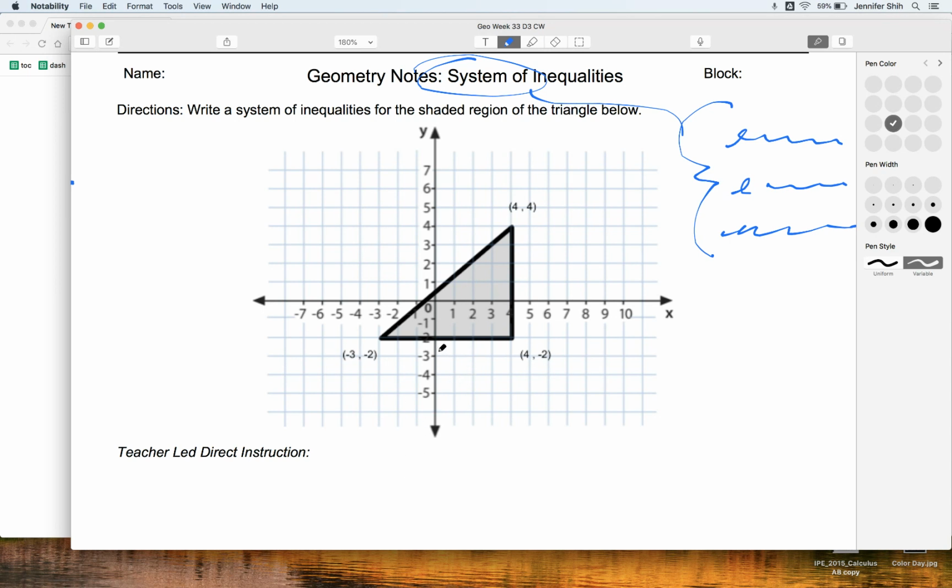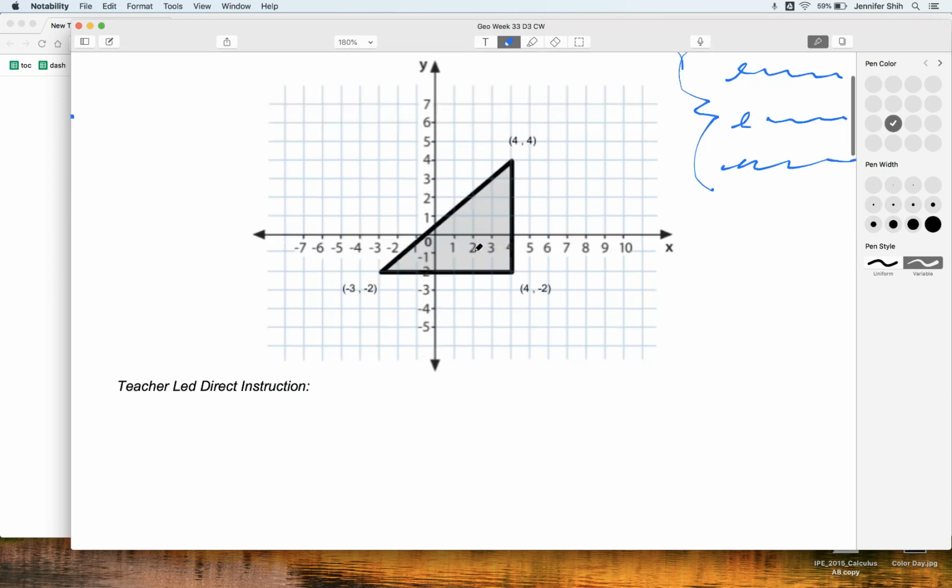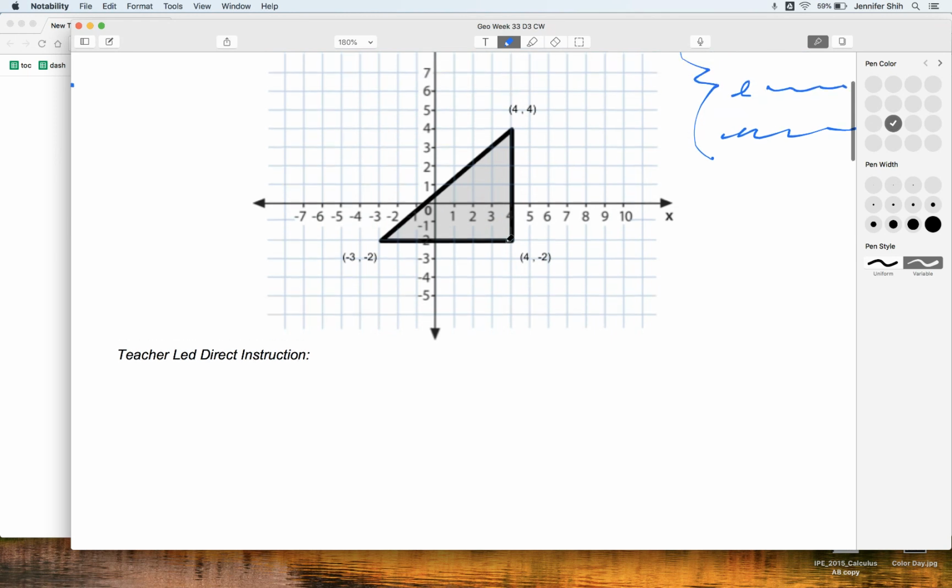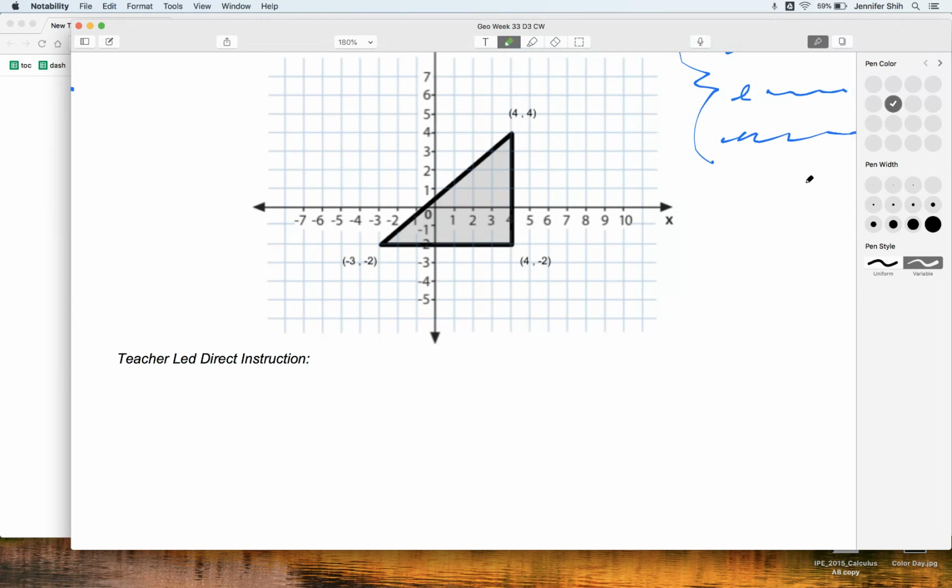Okay. Here are all the points. The points are going to come in handy. We have a vertical line here. Nope, this is horizontal. This is a horizontal line.